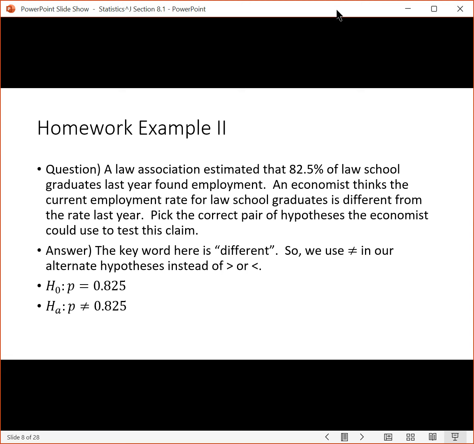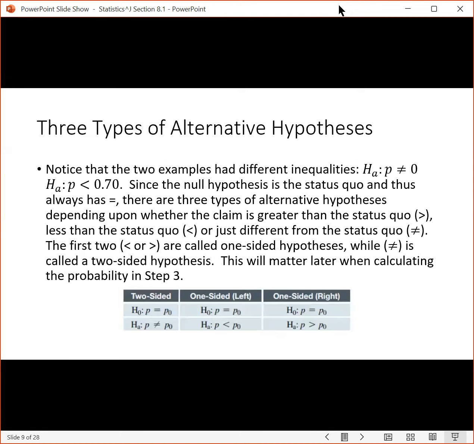And one more example. A law association estimated that 82.5% of law school graduates last year found employment. An economist thinks that the current employment rate for law school graduates is different from the rate last year. Pick the correct pair of hypotheses the economist could use to test this claim. The key word here is different. So it's not greater than, it's not less than, it's different. When you see different, you want to use not equal to in the alternative hypothesis. So our two hypotheses would be H naught: p equals 0.825, and then HA: p is not equal to 0.825.